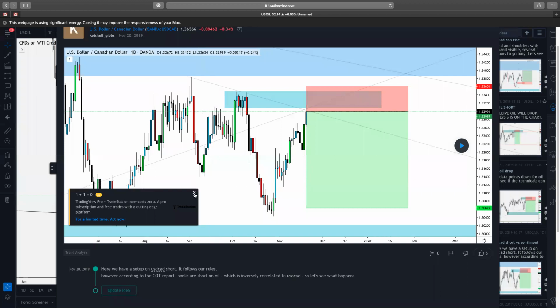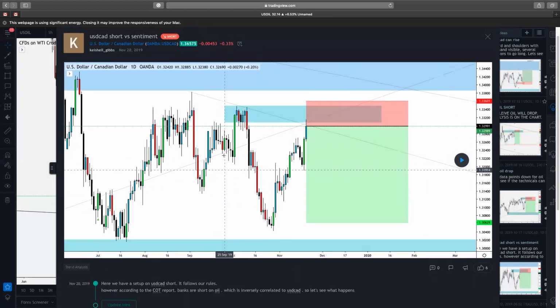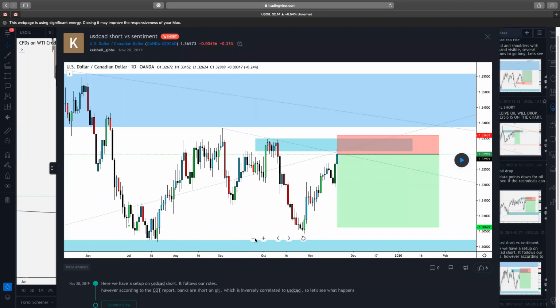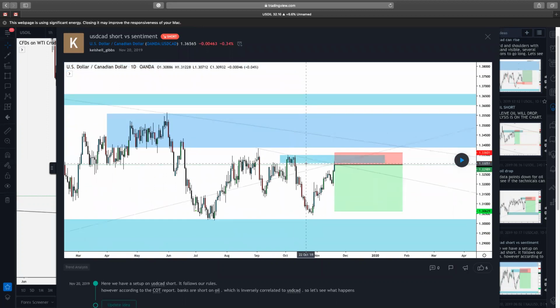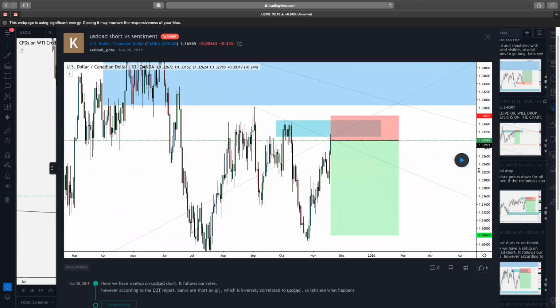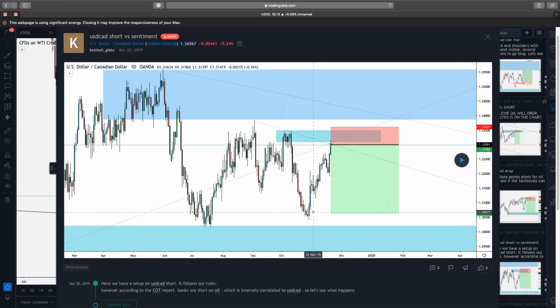So here we have a supply zone on USD CAD. That zone is validated because we had that impulse away, right? Strong impulse away, accomplished many things, including the removal of demand, right? So the trade started off with you enter a few pips before supply, stop loss above, and you take profit down at the next demand zone, right?